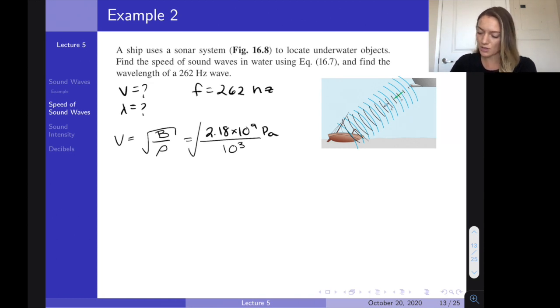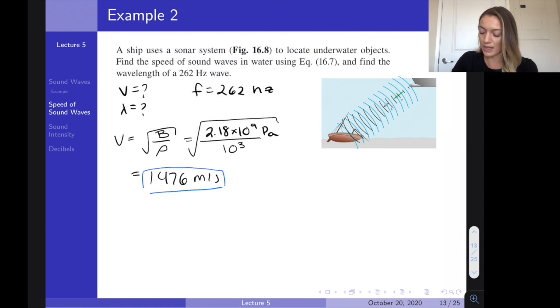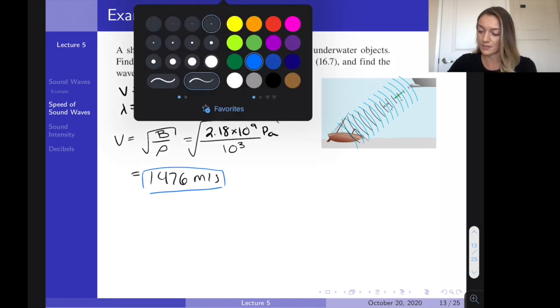Then just take the square root of this, and we will get that the velocity is 1,476 meters per second. So that's significantly faster, almost 3 times as fast as it was in air, where it was only 344. So you can see that sound waves travel significantly faster in water than in air.